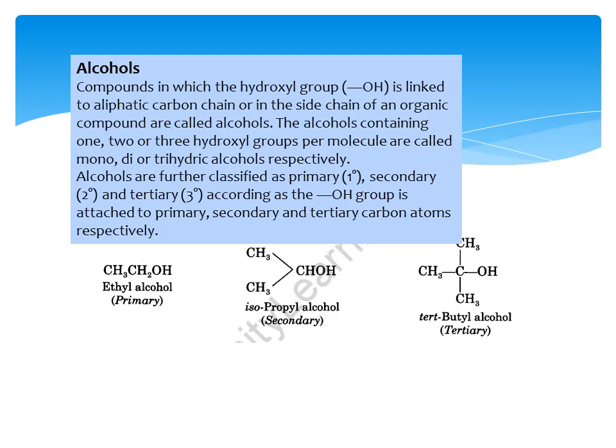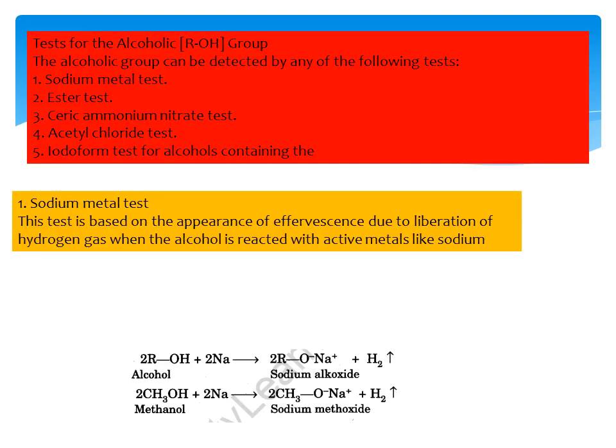Okay, we come across the second functional group, which is alcohols. In alcohols you have the hydroxyl group as the functional group, attached to carbon, and it may be classified as primary, secondary, or tertiary. When the carbon attached to OH is further attached to one other carbon, it is primary; attached to 2 other carbons, it is secondary; and attached to 3 other carbons, it is tertiary. So we have the tests. 5 important tests are given: sodium metal test, ester formation, ceric ammonium nitrate test, acetyl chloride test, and iodoform test for alcohols. 3 are discussed in this part, and they are very important.